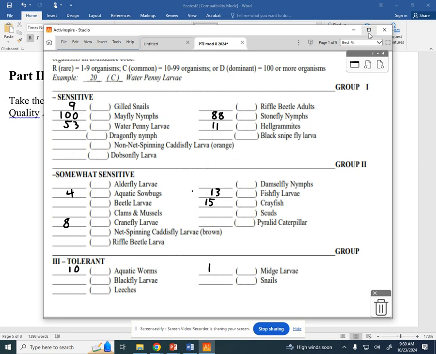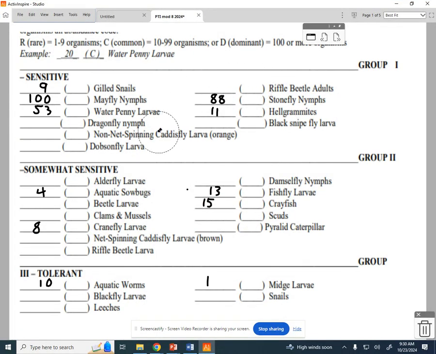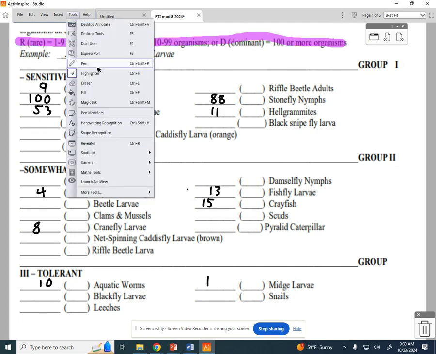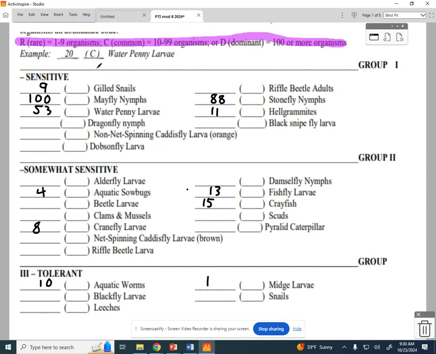The second thing we need to figure out is, up here where it says rare, common, or dominant. I'm talking about right up here. We're going to use this information. So, we have 9 gilled snails right here. Because that's between 1 and 9, that's considered to be rare. So I'm going to write the letter R right here.